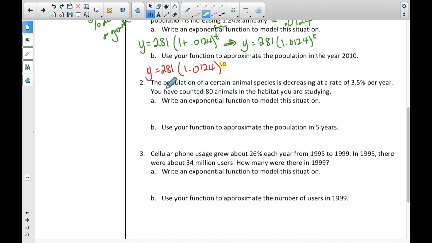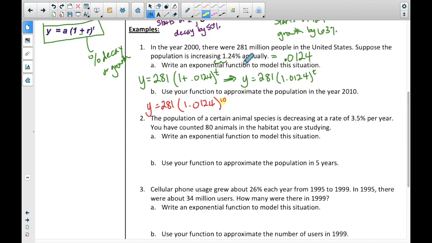All right, here is the equation. The only thing I changed is I put in a 10. Where did I get that 10 from? Well, if you look back at the problem, it says in the year 2000 there's 281. Now we're asking about the year 2010. Well, that's 10 years later, and so that's why t is 10. It's not 2010, it's just 10 years after the original thing. Okay, let's go to our calculator and see how to put this in.